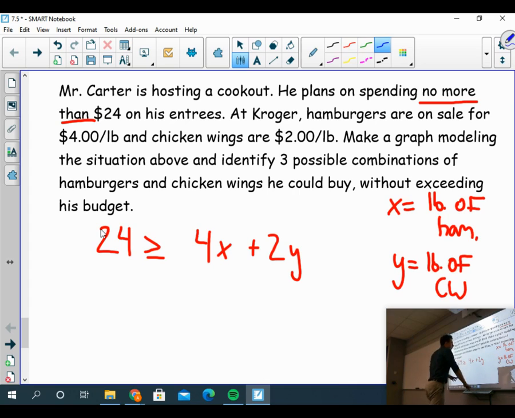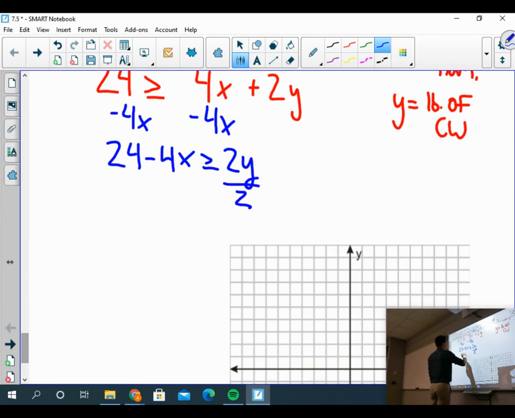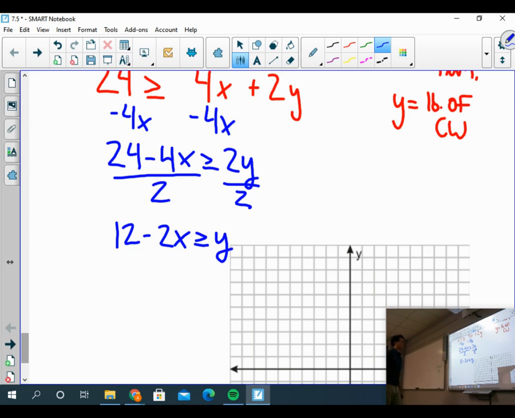We're supposed to make a graph of the situation, but when I look at my linear inequality, what I notice is that it is not in slope-intercept form. And when we graph linear inequalities, we want to graph them in slope-intercept. So what I need to do is get y by itself in order to have my linear inequality in slope-intercept form. So subtract 4x from both sides. And then I will divide everything by 2. And I get 12 minus 2x is greater than or equal to y.